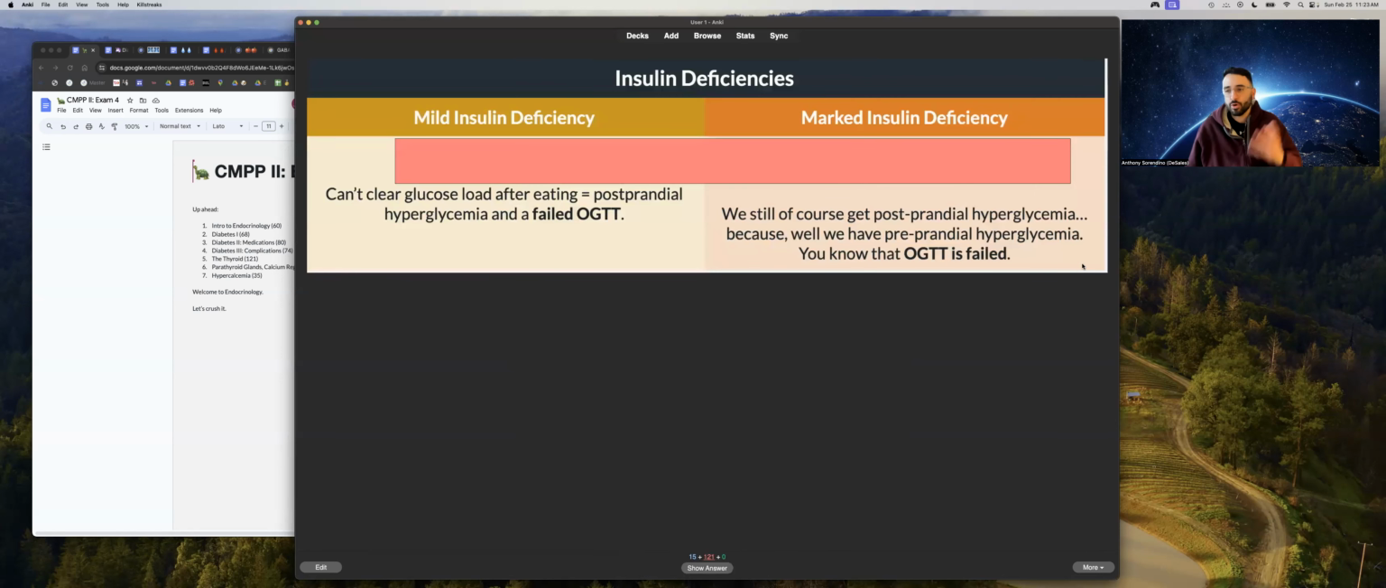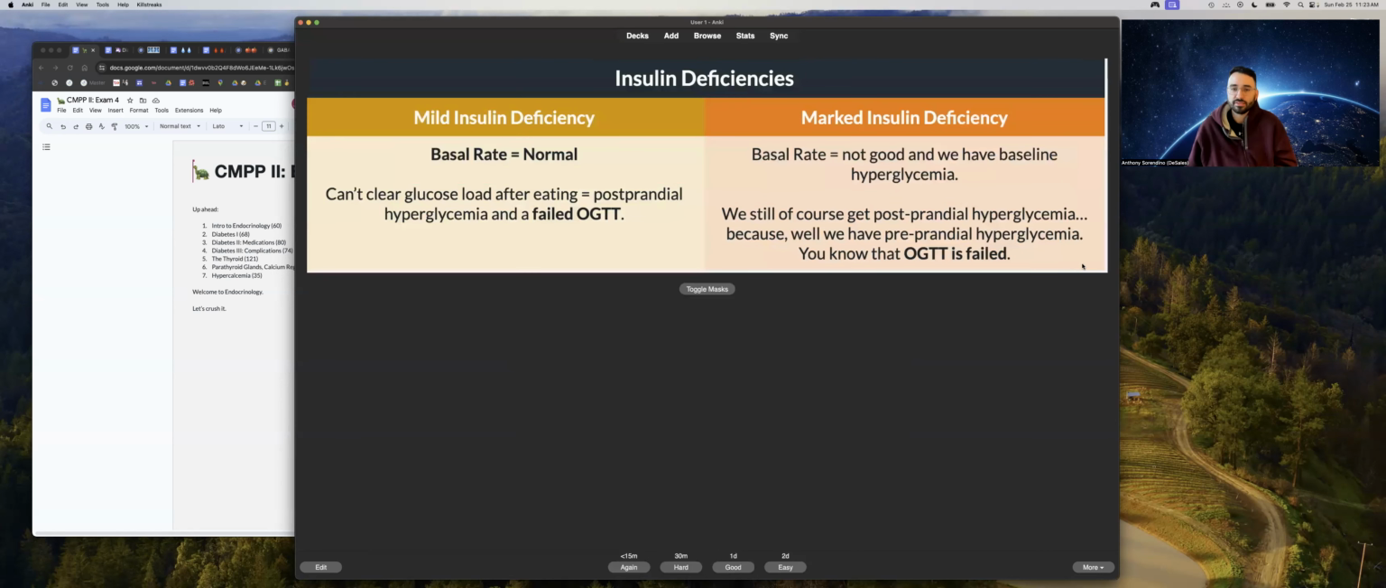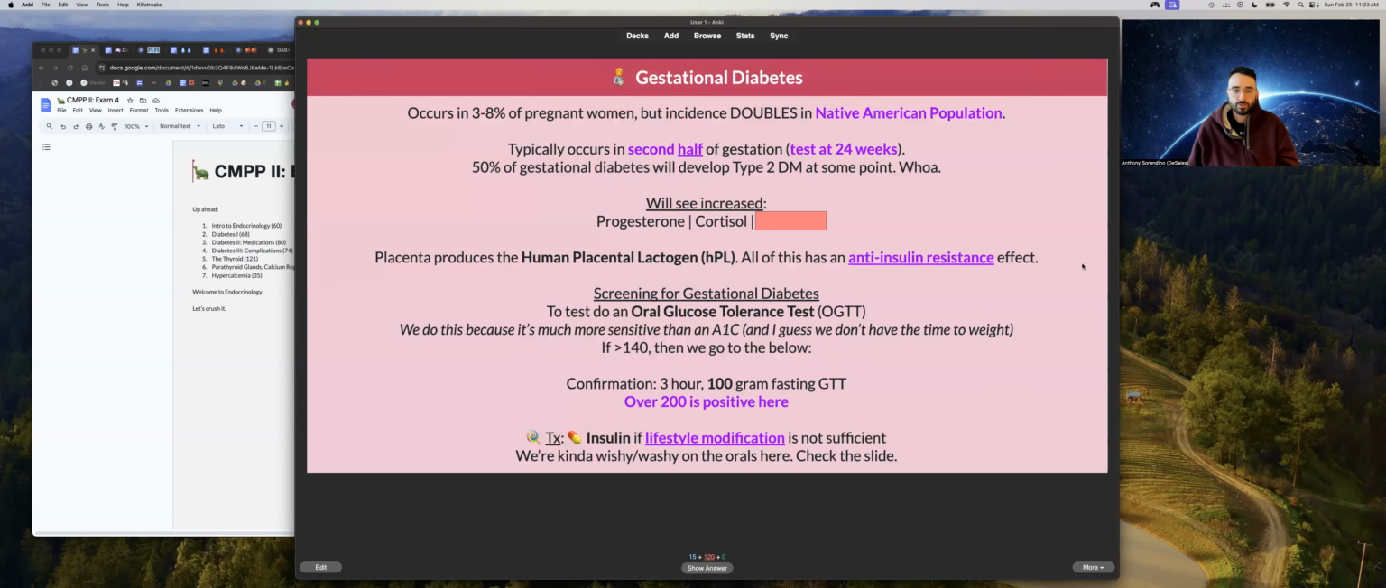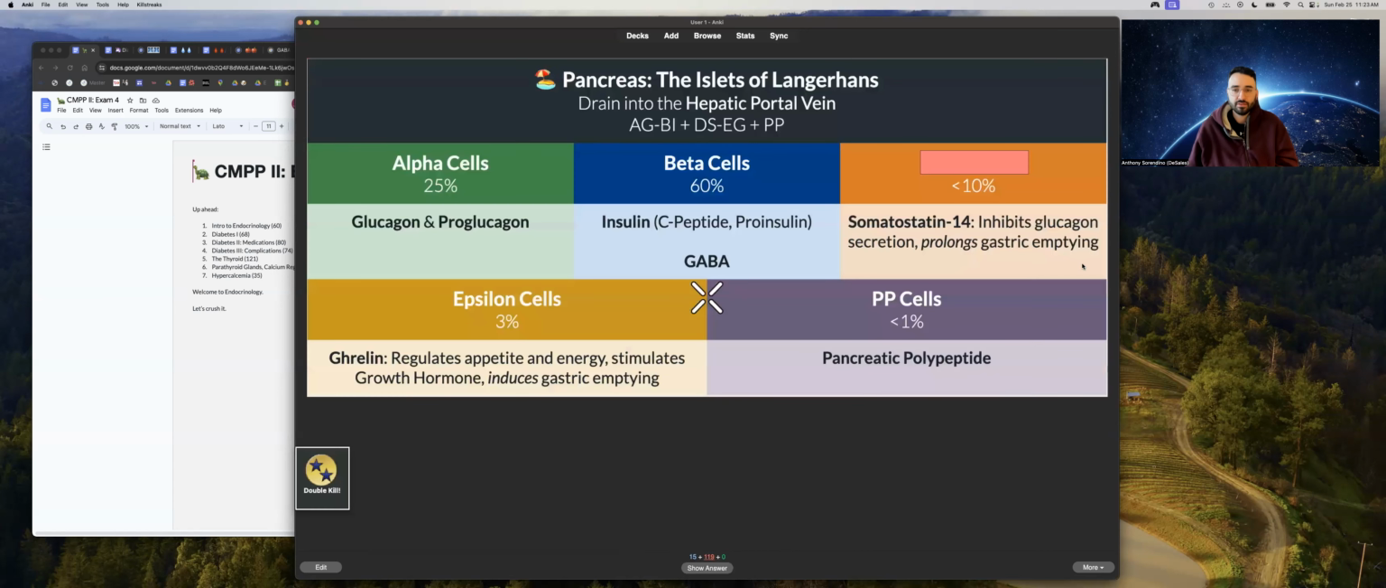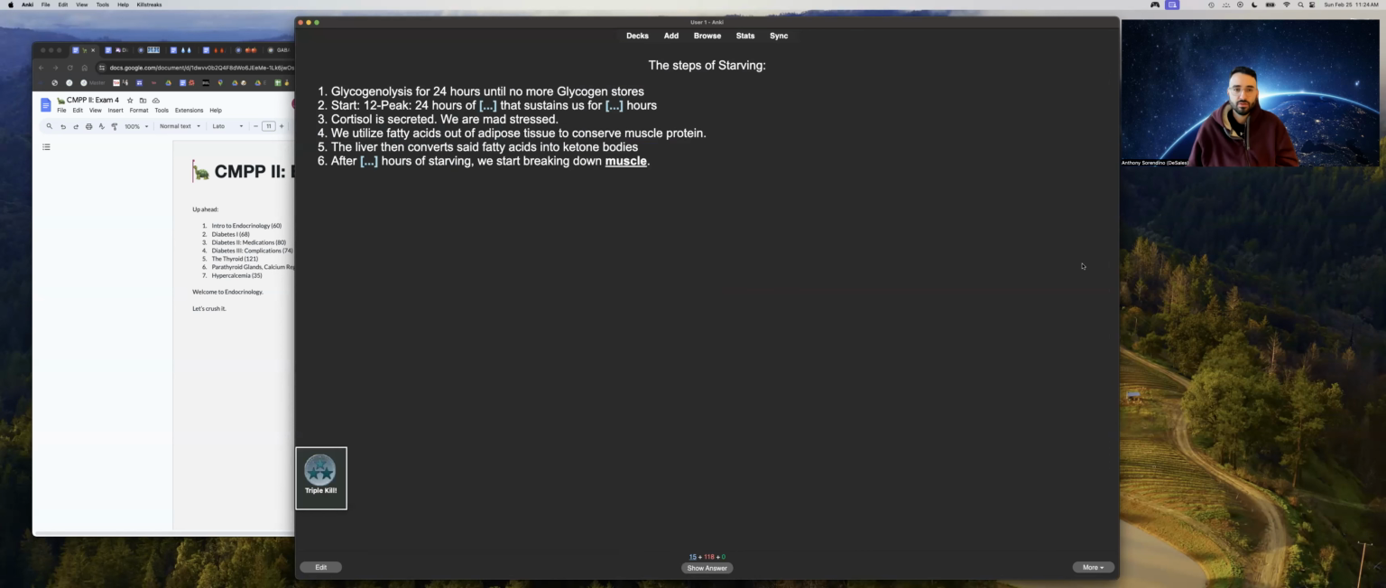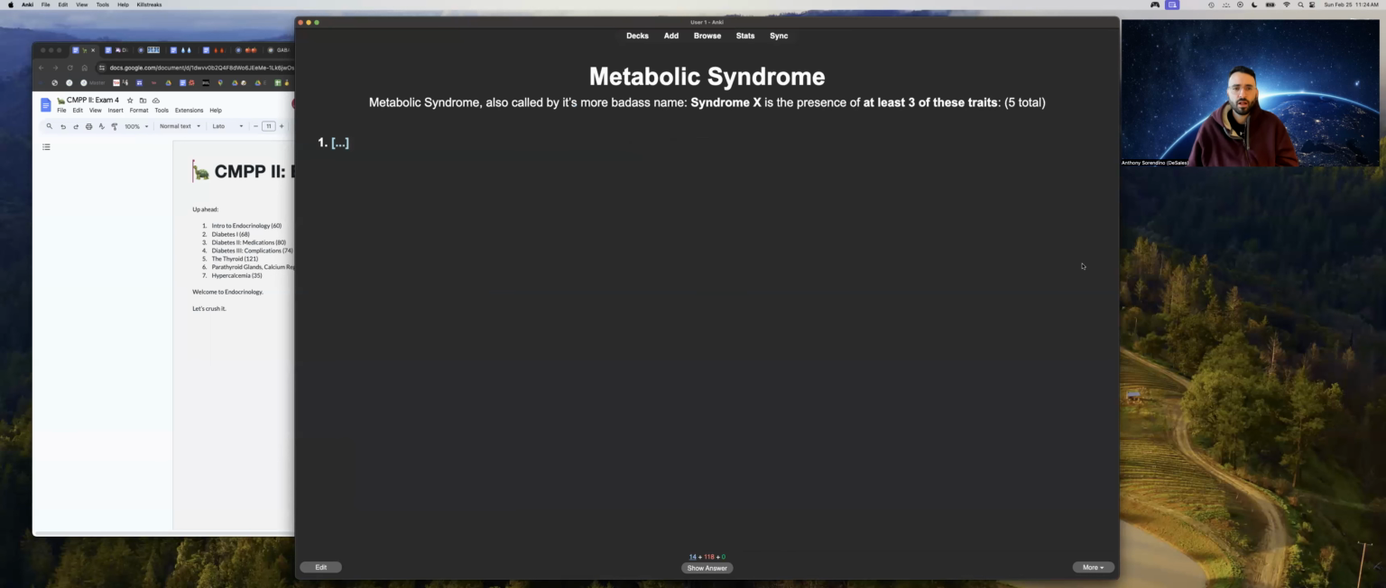Mild insulin deficiency. We already kind of talked about this. Basal's fine. Marked insulin deficiency, your baseline hyperglycemic. Progesterone, cortisol, and prolactin. This is delta cells. Steps of starving. 24 hours of... what are you saying here? Gluconeogenesis, this stands for 40. Okay, it's not a great card. Metabolic syndrome. Yeah, we already said these 5.